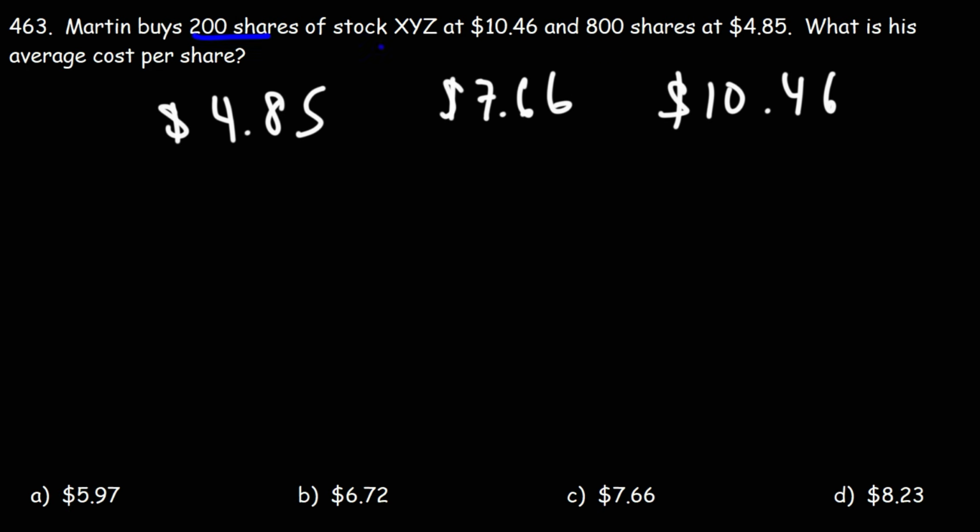Notice that these two numbers are nowhere close to each other. They're pretty far apart. So because they're vastly different, the weighted average is going to be closer to $4.85 than to $7.66. So just by seeing it that way, we know it's going to be less than C, and it's likely going to be close to 4.85, so I will go with answer choice A.